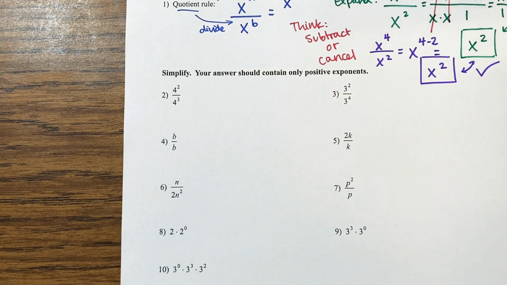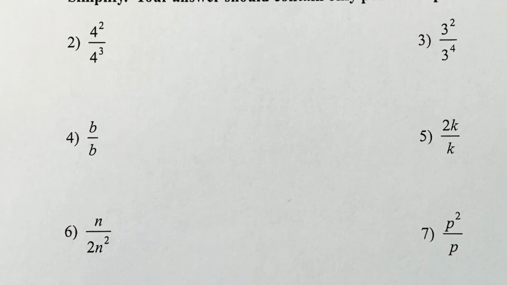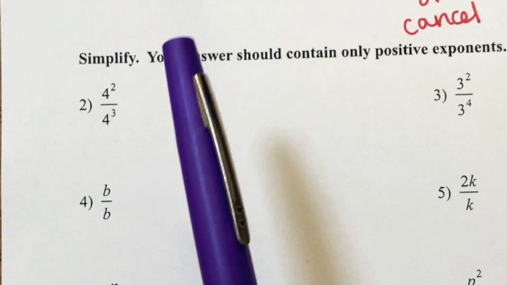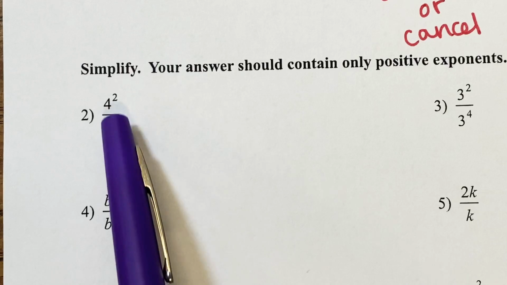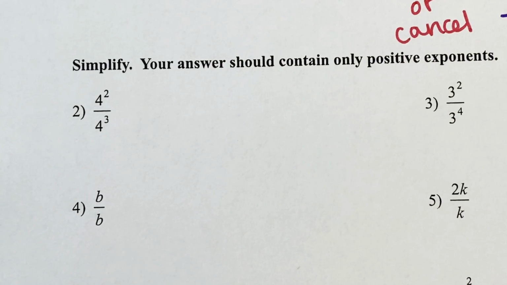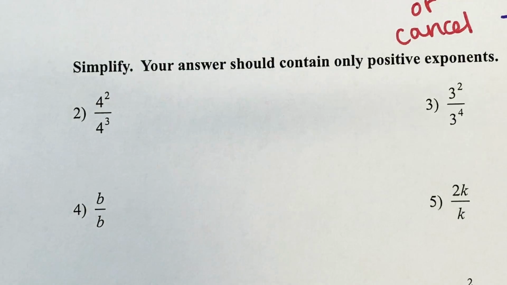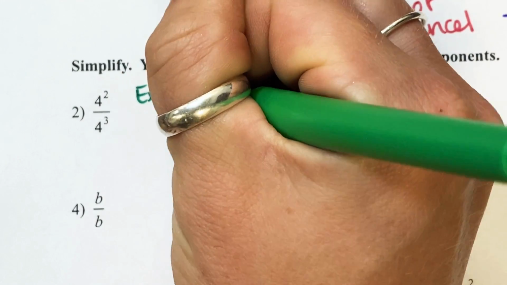Okay, let's zoom in here and let's do number 2. We're asked to simplify these expressions. So we have 4 squared over 4 cubed here. I'm going to rewrite this, I'm going to expand it, using the same color.